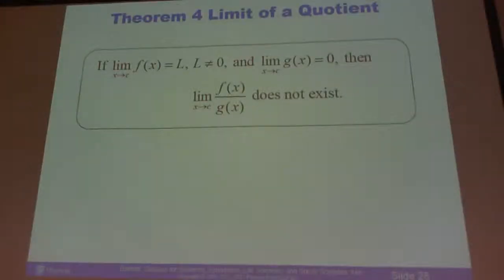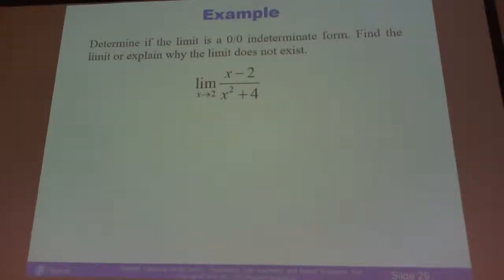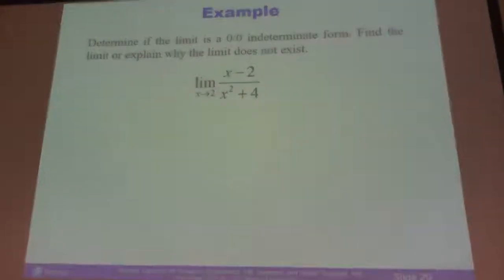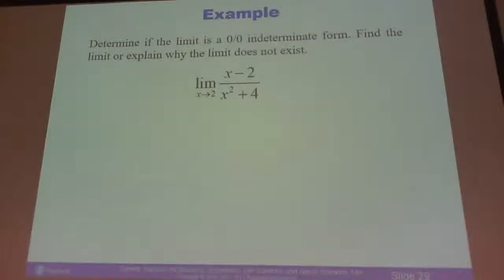If the limit as x approaches c of f of x is L, and the limit as x approaches c of g of x is 0, then it does not exist. If you keep working on it and it ends up being 0 in the denominator, then it doesn't exist. Okay? So here, this is the one I want you to work on. Determine if it's a 0 over 0 and if it exists or not. So plug in 2, see what happens.